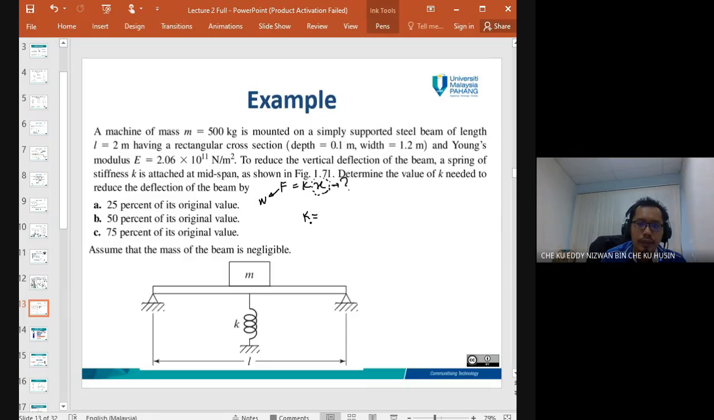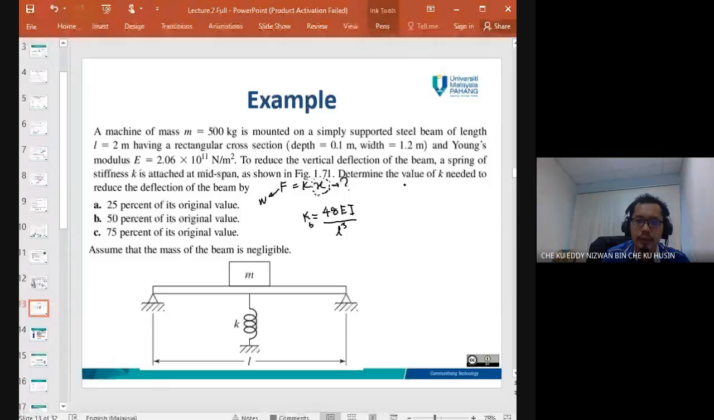So K beam, KB is equal to 48 E I over L cubed. This is the general equation for the simply supported beam if we want to find the stiffness when the load is applied at the midpoint. E is the Young's modulus, which is given. I is the moment of inertia, so we can calculate it.